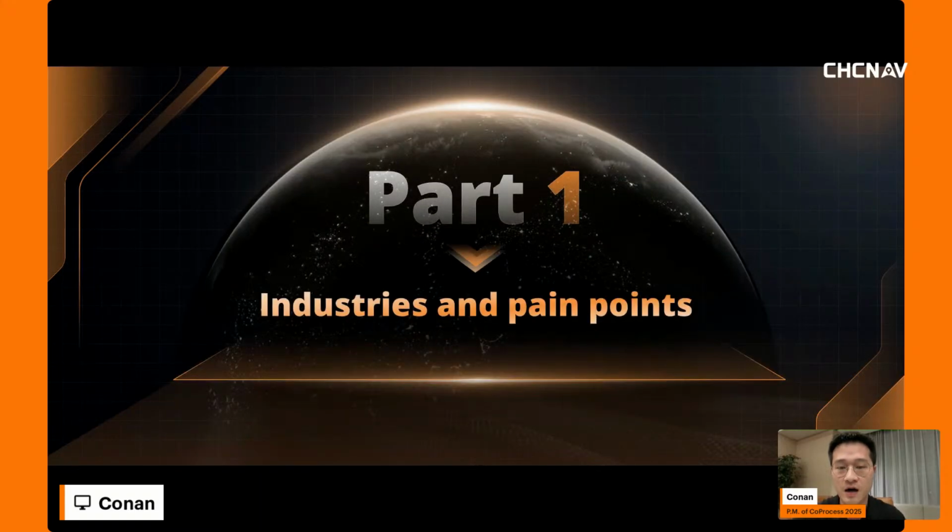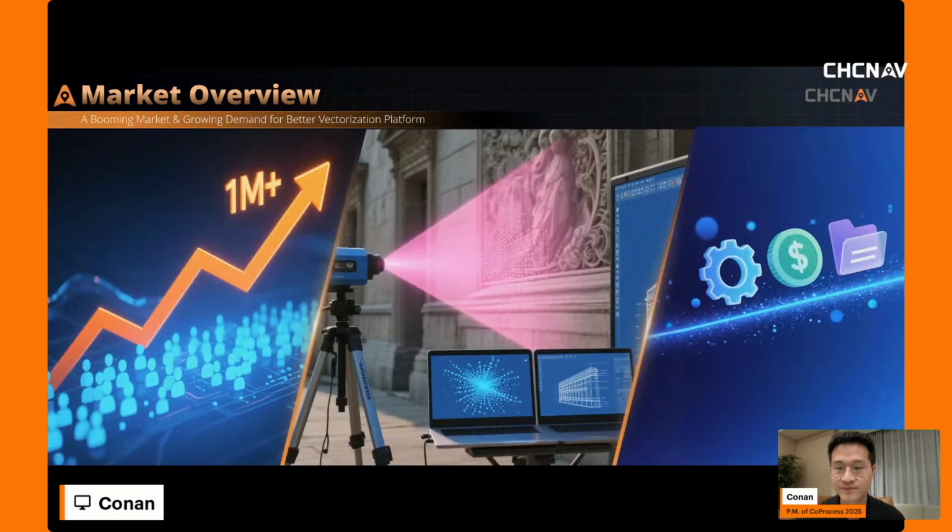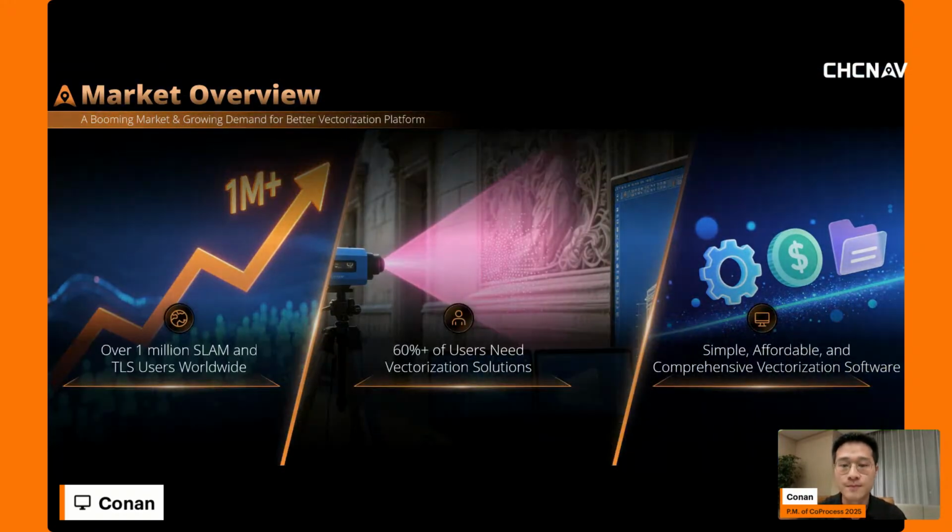Now let's come to the first part, industries and pain points. Right now, there's a booming market and growing demand for better CAD platforms from customers. Nowadays, there are more than 1 million SLAM and terrestrial laser scanner users around the world. After investigation, we found that more than 60% of them have demand for vectorization solutions. They not only care about the development of hardware, but are also searching for a simple, affordable, and comprehensive vectorization software based on point cloud data.